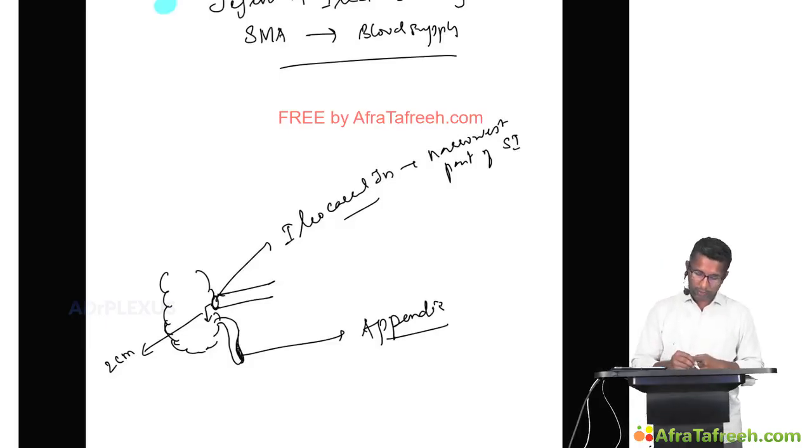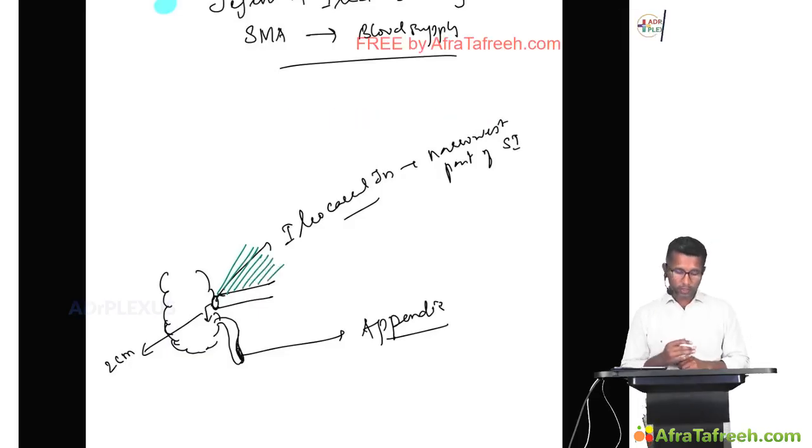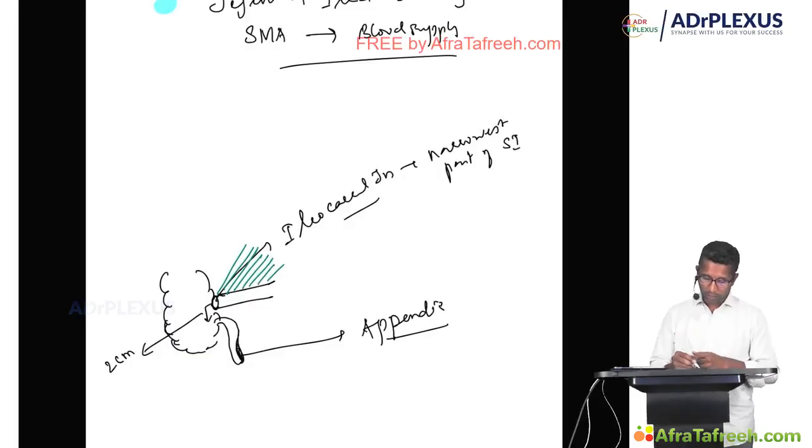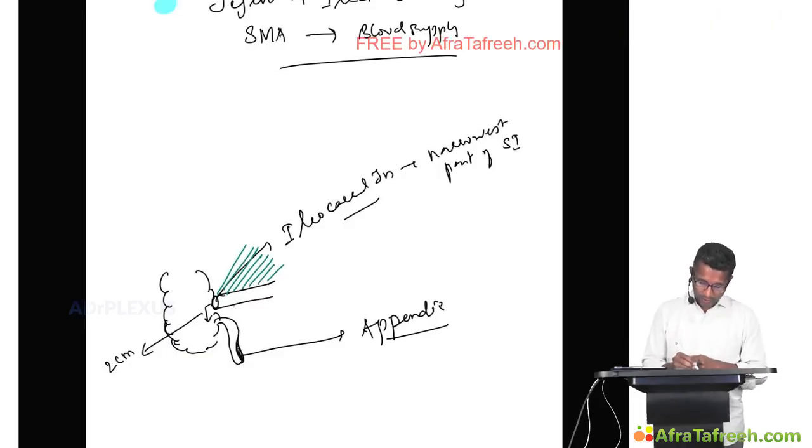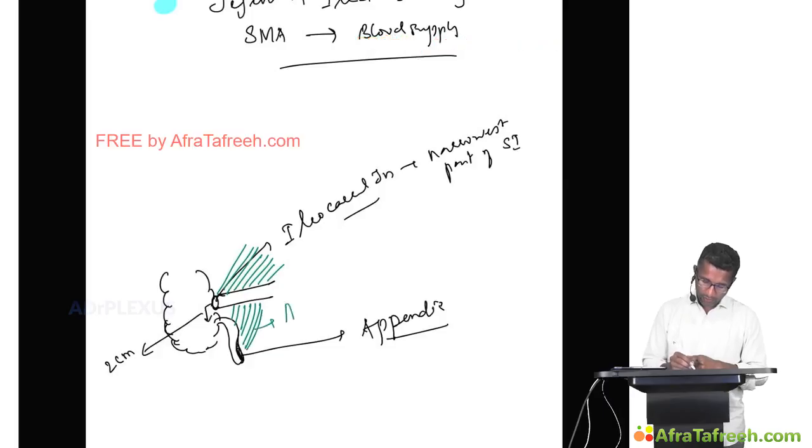So where is this peritoneum derived from? You have the mesentery here. The ileum is suspended by the mesentery. The lower portion or the posterior wall of the mesentery gives rise to this fold, which is called the mesocolon of the appendix. So this appendix has a mesocolon here.